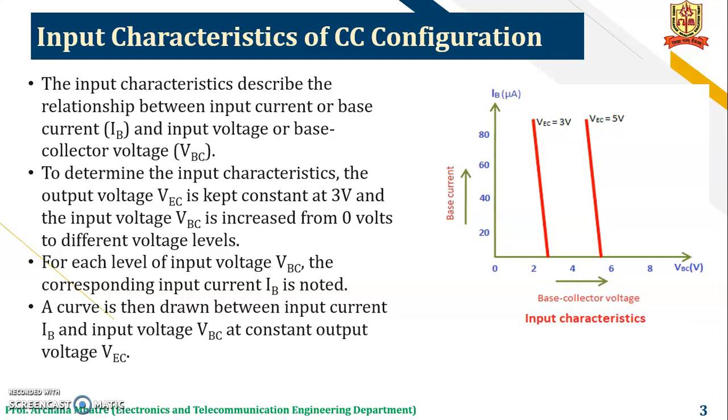To determine the input characteristic, the output voltage VEC is kept constant at 3 volt as shown in figure, and the input voltage VBC is increased from 0 volt to different voltage levels. For each level of input voltage VBC, the corresponding input current IB is recorded. A curve is then drawn between the input current IB and the input voltage VBC at constant output voltage VEC.